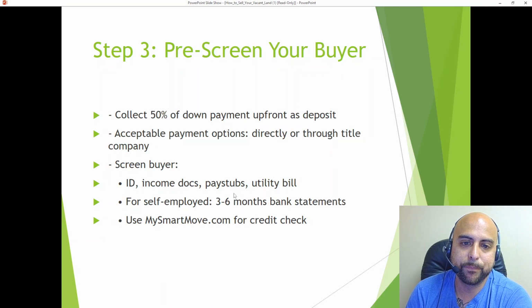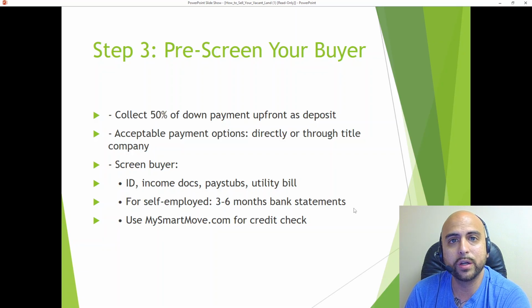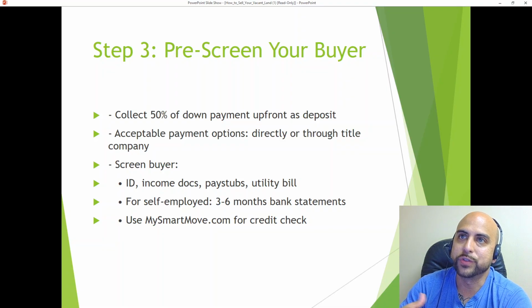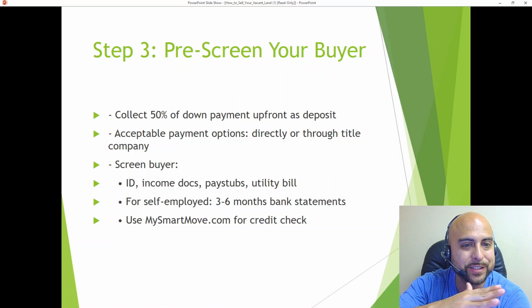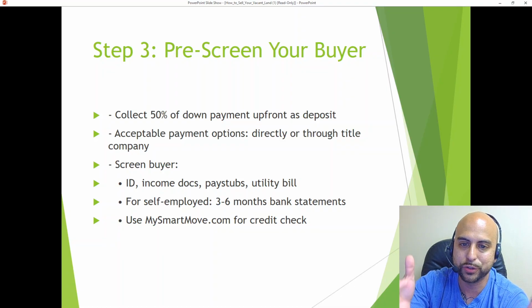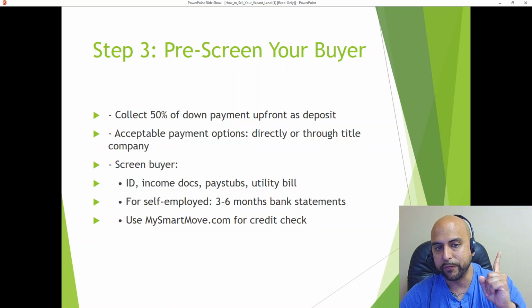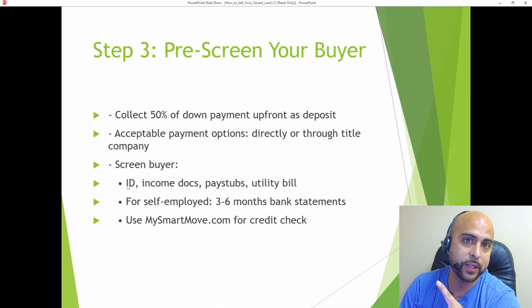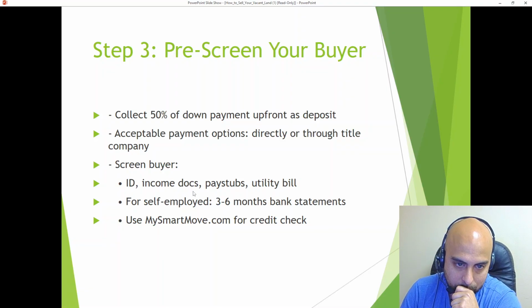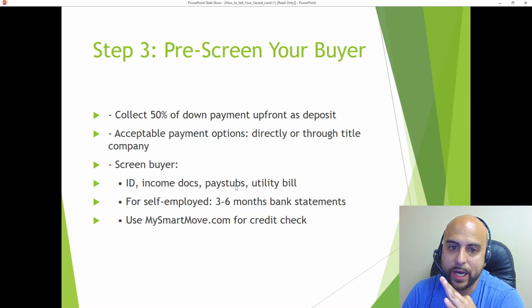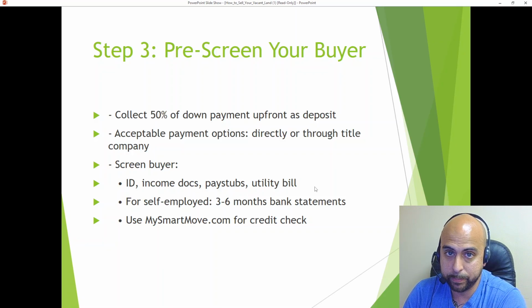Aside from pulling credit, what I usually do, now you can get as extensive as you want. You're the investor, it's your property. I try to go for simplicity for my buyers. I try to make it as easy and seamless as possible, because you want them to buy, we want them to close. So I just ask for a valid form of photo ID, preferably a driver license, and pay stubs. I'll ask for a month of recent pay stubs and a utility bill confirming their mailing address.